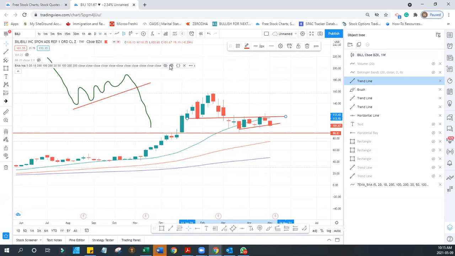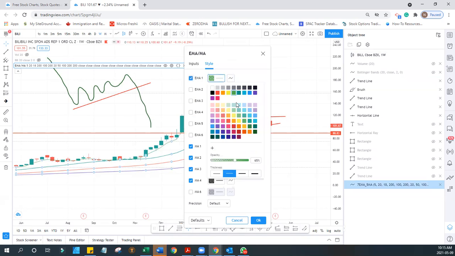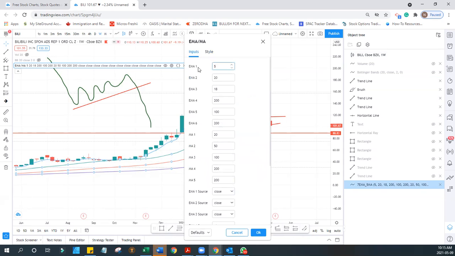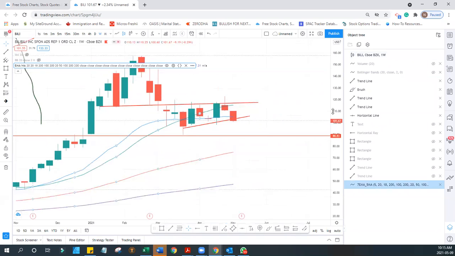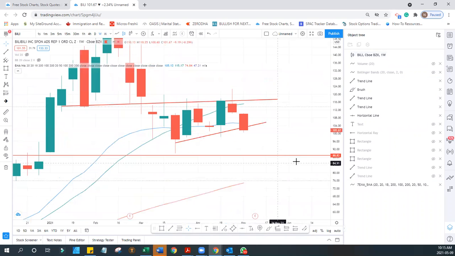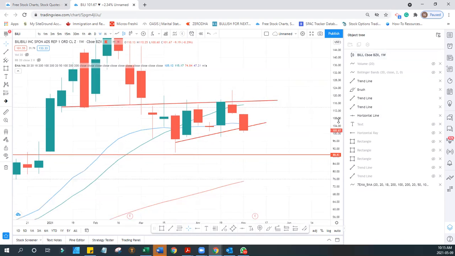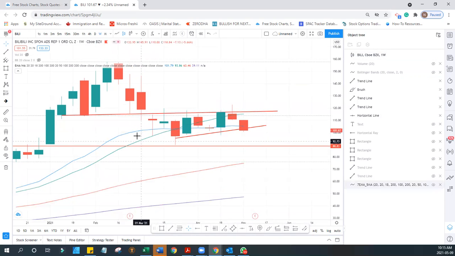If we check the EMA for that same chart, let me put this one as blue, and I'm going to put the 20 here. Okay, right? If you see this blue line, which is the 20 EMA, it is also flattening, and the price also came below the 20 EMA, right? If you see, the green is the 20 SMA, whereas the blue is the 20 EMA, right?